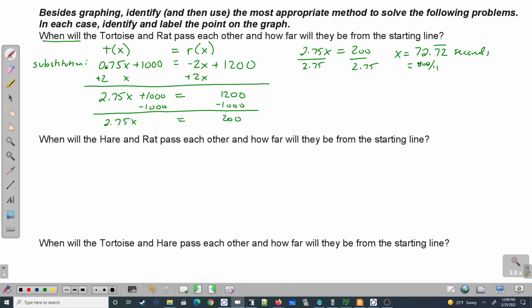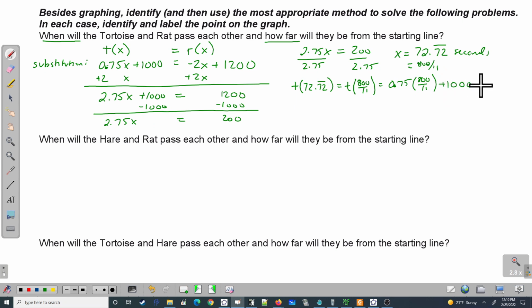It does not actually answer the question how far they will be from the starting line. That's where we go back and plug in this number, 72.72 repeating. Now this is why I would recommend using the fraction. If you were wondering why I wrote down the fraction, this is exact. Okay? And especially since we have calculators that do fractions, when I plug it in, I get 1,000.